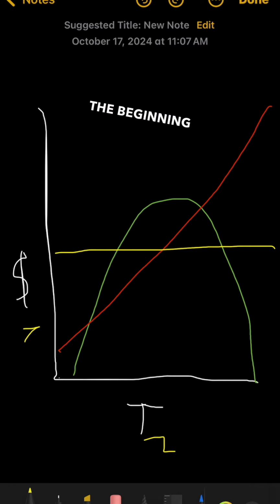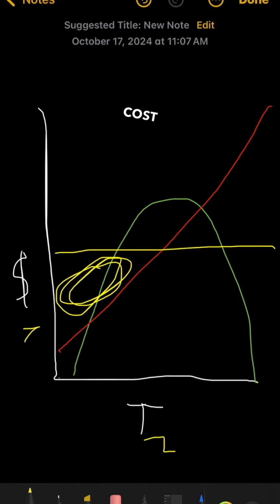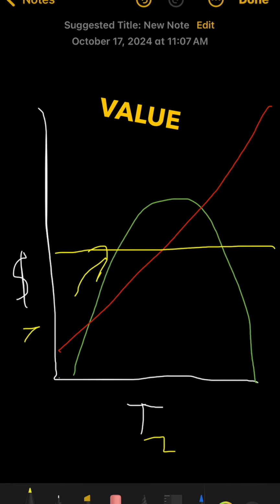So what we see is in the beginning of the policy, which is right here where I'm circling, the cost of insurance, which is the red, is lower than the yellow line, which is the premium. That means they are paying in more than the policy costs, which is the reason why the cash value is increasing, if you see the green line increasing.